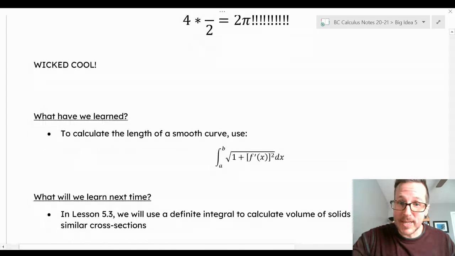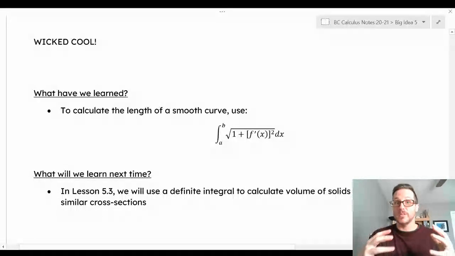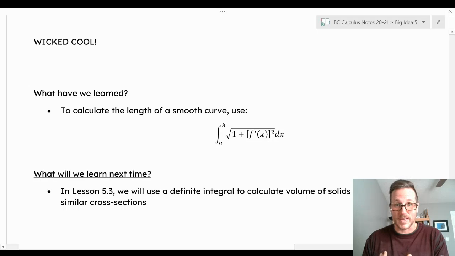And what are we going to do next time? Next time we're going to do volume. We've already done length and area. Of course, we need to go 3D. So we're going to do 3-dimensional calculus where you use definite integrals to find some volumes.